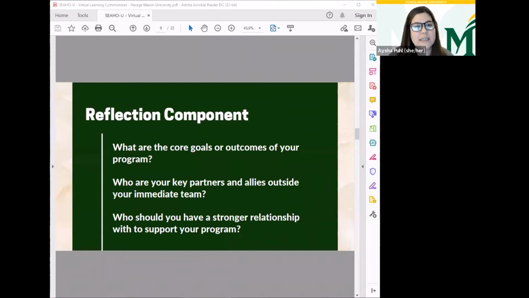As I mentioned, in addition to the folks on my staff who looked at that engagement model, we quickly had to ask ourselves whether or not our partners would follow along with us. And then last but not least, who should you have a stronger relationship with to support your program? We're going to talk through that in the next set of slides. We very quickly started to think about who else we need to bring to the table as we pivot these learning communities to virtual learning communities.